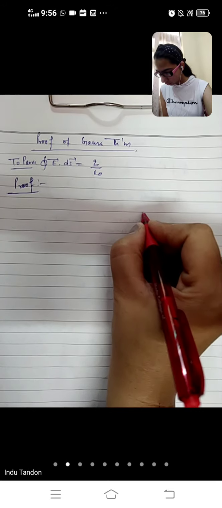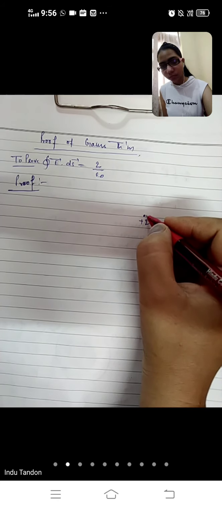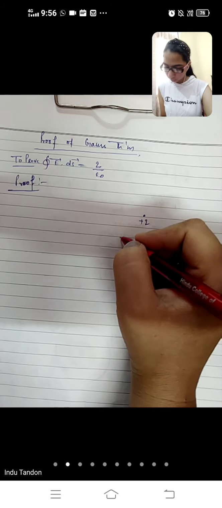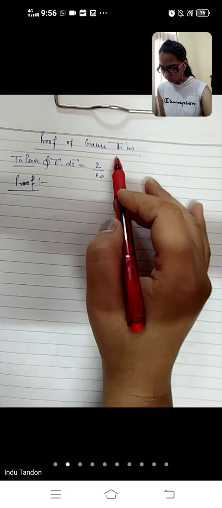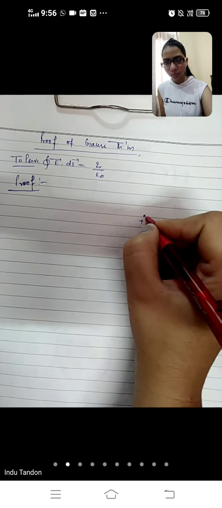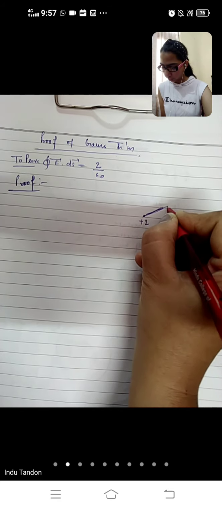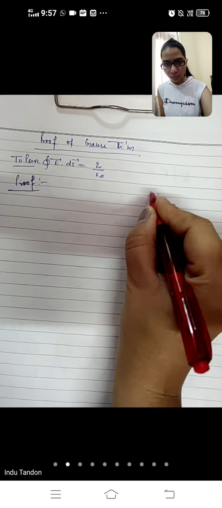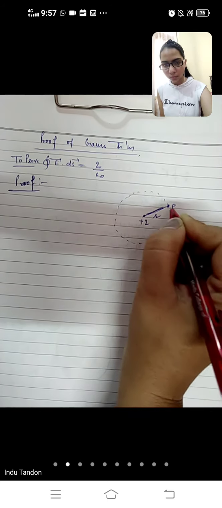Let us suppose this is a charge plus Q. Around this charge, can you tell me what is the direction of electric field? It is radially outward. Whenever we do applications of Gauss theorem, we imagine a Gaussian surface. Let us suppose we want to see the electric field at this point P, at a distance r. You consider a Gaussian surface around it.